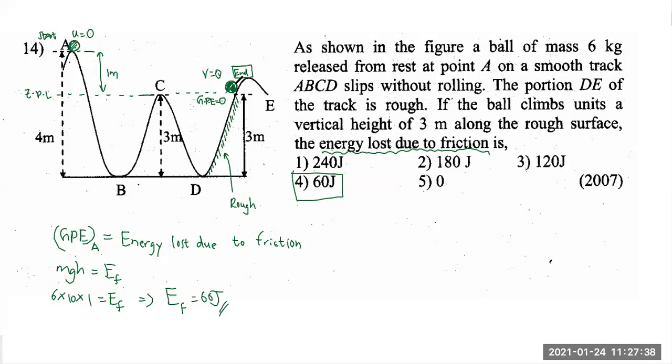To clarify this part, about velocity zero: the question says the ball climbs until a vertical height of 3 meters, that means it climbs up to this point and then it will come back down. That means for a moment, its velocity is zero at that point. So kinetic energy is zero.